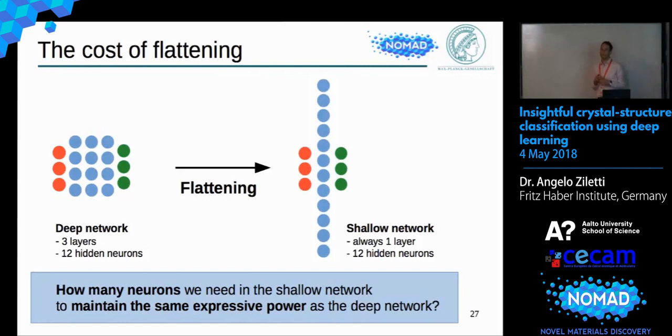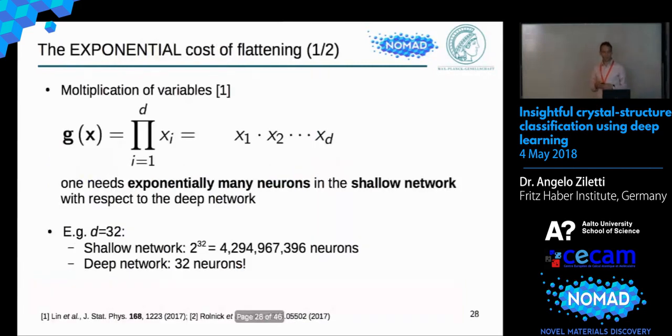And so they showed here that you have an exponential cost of flattening. If you want to, you can write down a simple neural network to multiply variables. And it turns out that you need exponentially many neurons in the shallow network with respect to the deep network. That's quite amazing. This is a theorem, you can just look it up. If you need to multiply 32 numbers exactly, you need 4 billion neurons in the shallow network, or 32 in the deep network.